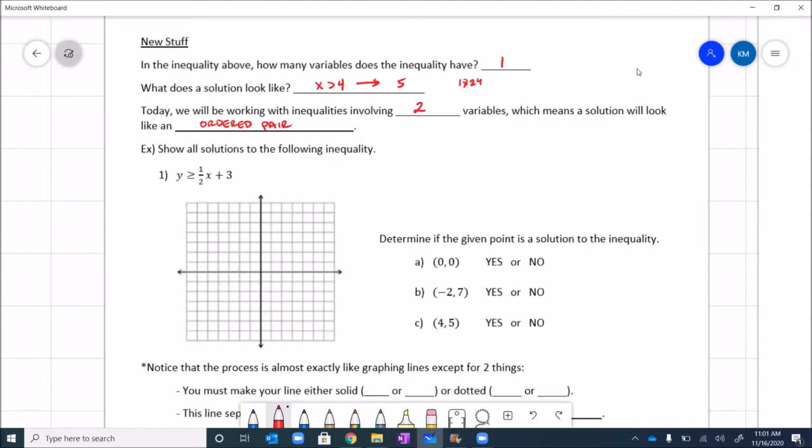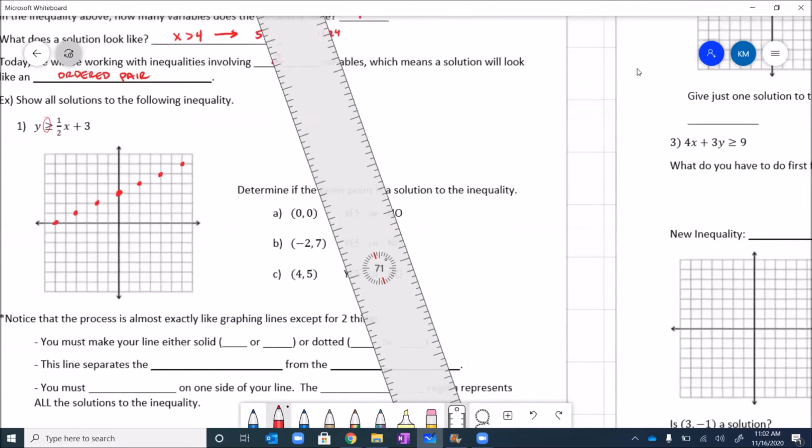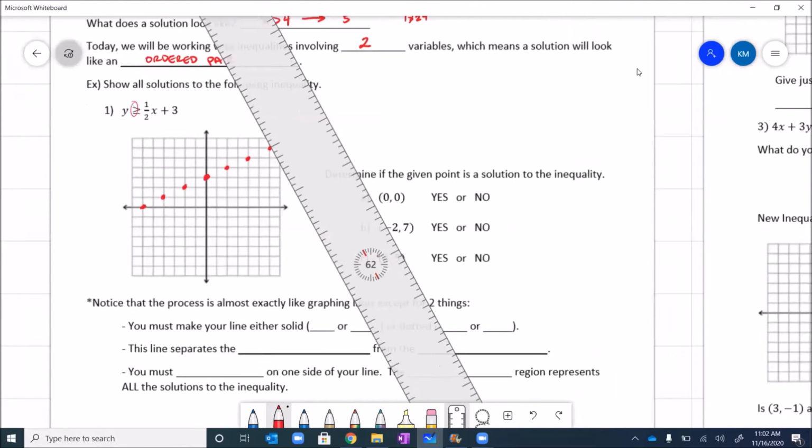Okay, so here's what we have. We have y is greater than or equal to 1/2 x plus 3. What we're going to do is graph this line and just forget about the inequality sign for right now. Let's just graph this line. Our y-intercept is 3. Our slope is 1/2, up 1/2. We do that here. Down 1/2, down 1/2.